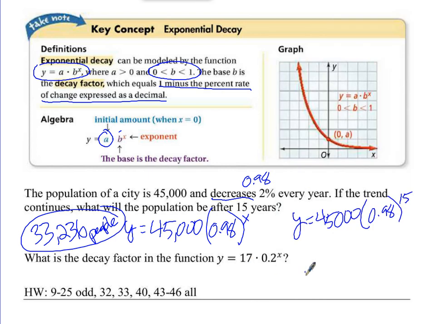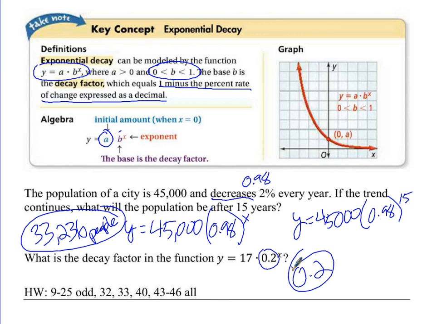So let's take a look at this last one here. What is the decay factor in the function y equals 17 times 0.2 to the x power? What's the decay factor? 0.2? Yeah, that's it. It's the number underneath the exponent, which is this number right here. Up here it said the decay factor is 1 minus the percent rate of change. Well, that just gives me this number right here. So 0.2 is the answer for the decay factor on that problem.